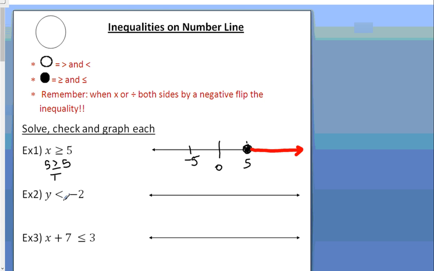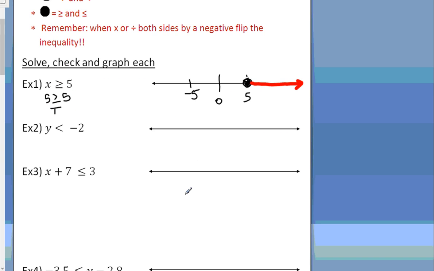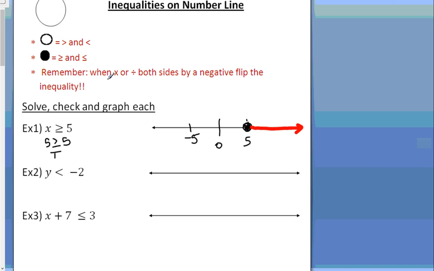y is less than -2. So in this problem, we'll notice that it's an open dot, right? Because less than or greater than has an open dot. So what I'm going to do is, just like before, we're going to put 0 on there, we're going to put -2 on there, and we're going to put +2 on there. Now if you look in textbooks, they're going to have a full number line, but that's just enough for us, okay?